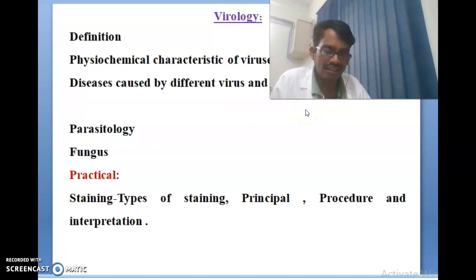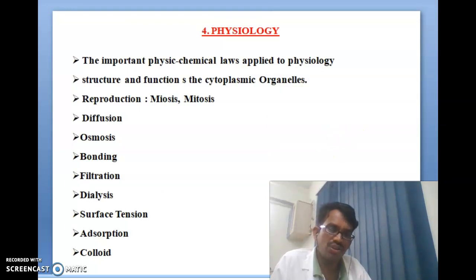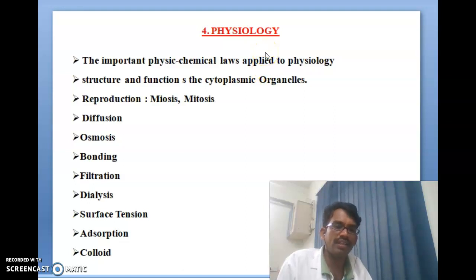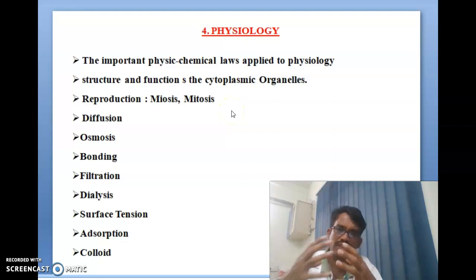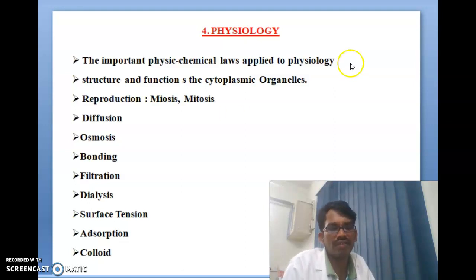Okay, the next subject is physiology. Physiology is one subject in the DMLT course. It is mostly theory. You can think of it as physics-related: mechanisms and systems, the importance of physicochemical laws applied to physiology, and the structure and functions of cytoplasmic organelles and reproduction, meiosis, and mitosis. What is meiosis, what is mitosis? These cell reduction and reproduction topics you will learn from physiology.